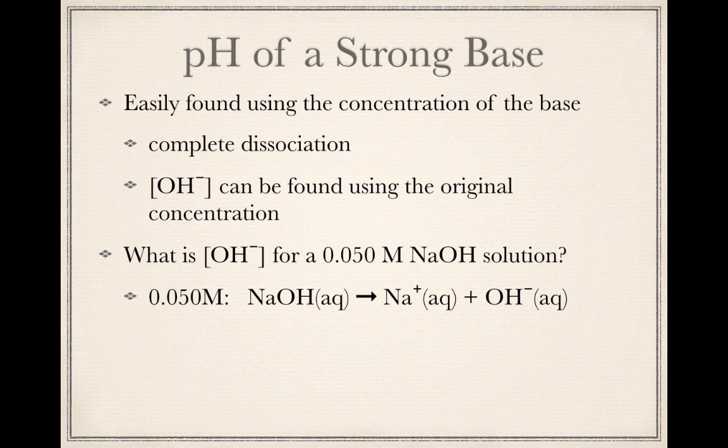Finding the pH of a strong base is done very similar to how we find it for a strong acid, simply because we have that 100% dissociation there. So once we know the concentration of the base, we know the concentration of the hydroxide ion. So if we want to know what's the hydroxide ion concentration for a 0.050 molar sodium hydroxide solution, well, the answer there is 0.050 molar. We have sodium hydroxide going completely to sodium ions and hydroxide ions. So strong bases, like strong acids, are always easy to deal with.